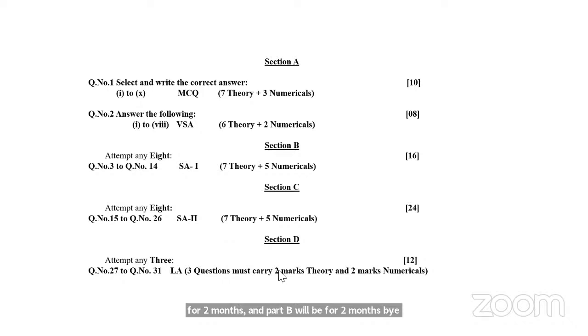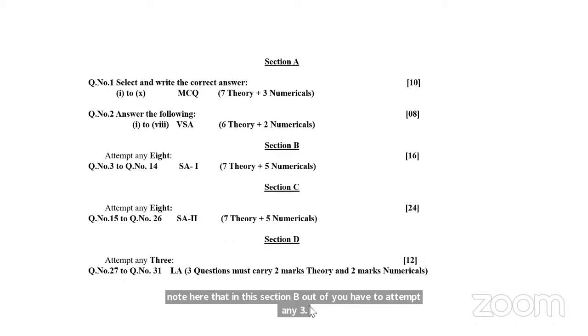But note here that in this section D, out of the given 5, you have to attempt any 3. Now it's a common practice. What do students do? They try to solve part A of one question if they know it very well, and then they think that I'll go for part B from some other question, which is not allowed. So part A and part B you will have to attempt from the same question.